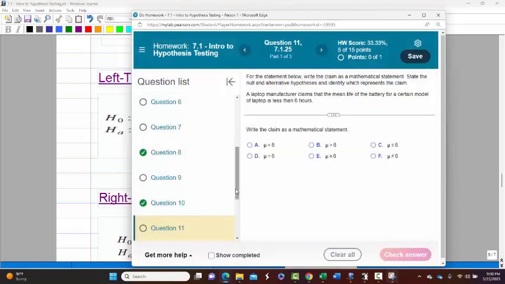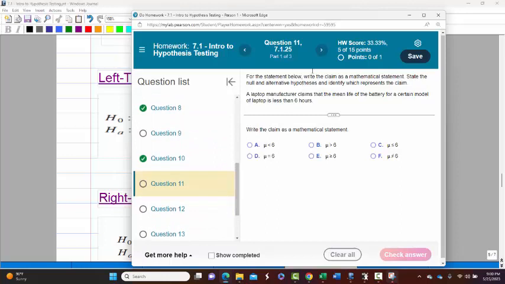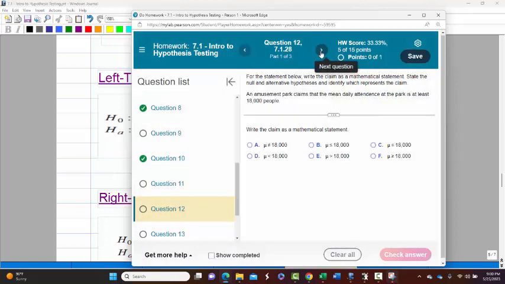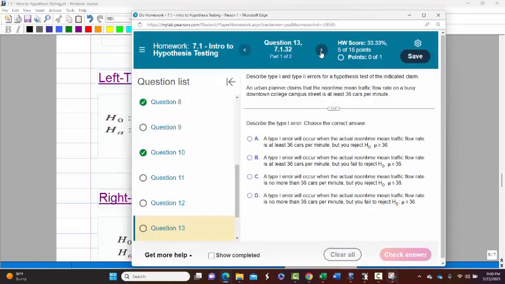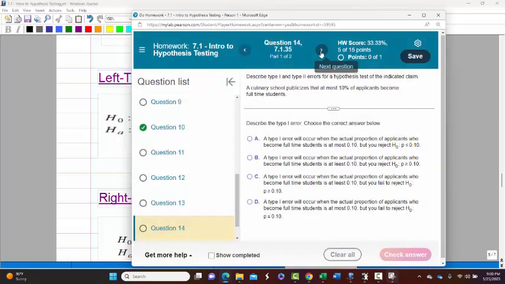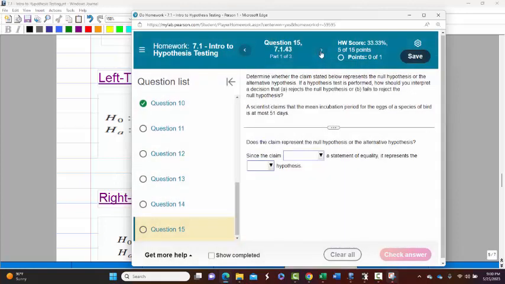Let's see, how many of these are there? We see there's a lot of questions in this one, but I'm just going to look ahead. A lot of them are not really that involved. I'll probably come back and do one of those. Oh, type 1, type 2, we'll look at that. I may not do both of them.